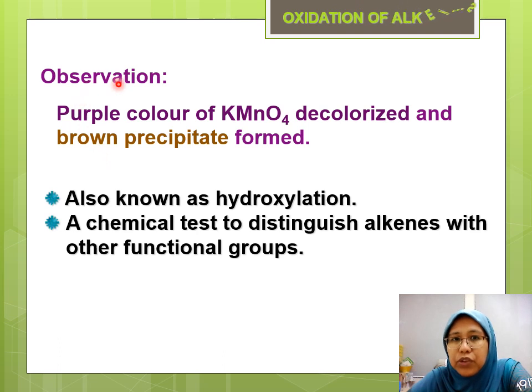What is the observation for this reaction? We have to say two things. Number one, purple color of potassium permanganate will be decolorized. And number two, brown precipitate formed. You cannot say from purple turn to brown because it's a different product being formed there. So this reaction is also known as hydroxylation, and it's a chemical test to distinguish alkenes from other functional groups.